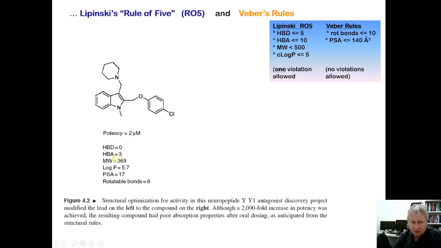Hydrogen bond acceptors is 3, because there's 3 nitrogens and oxygens, and that actually seems to be okay. Molecular weight less than 500, good. Log P is 5.7, so that actually would be a violation. Polar surface area will be used for Weber, and it's 17, so it's a pretty small number. That's pretty on spot. Rotatable bonds is 6. So it looks like everything's pretty good here. I calculated the rotatable bonds a little differently.